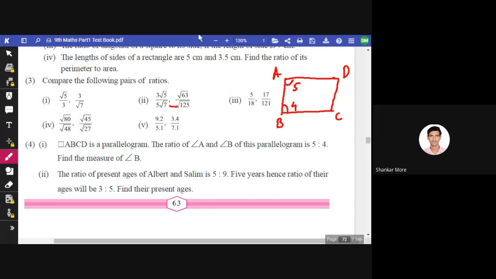Okay. So tell me, now these two are adjacent angles, right? So what will be the addition of these two angles? It should be 180. Clear? So 5x plus 4x is equal to, या फिर we can say 5k plus 4k would be 180. See, we are considering a constant k here. 5k plus 4k would be 180.